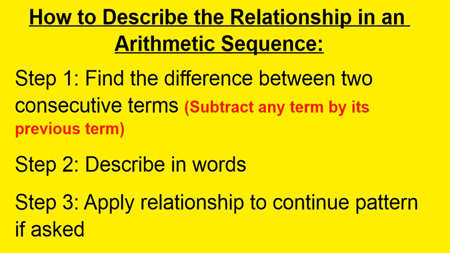Step 1. Find the difference between two consecutive terms. So what you're basically going to do is subtract any term by its previous term, or the term before it. Then you're going to describe it in words. And then step 3, apply the relationship to continue the pattern if you're asked to do so.